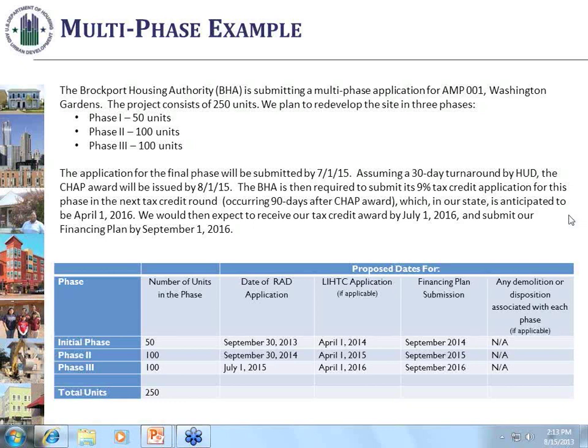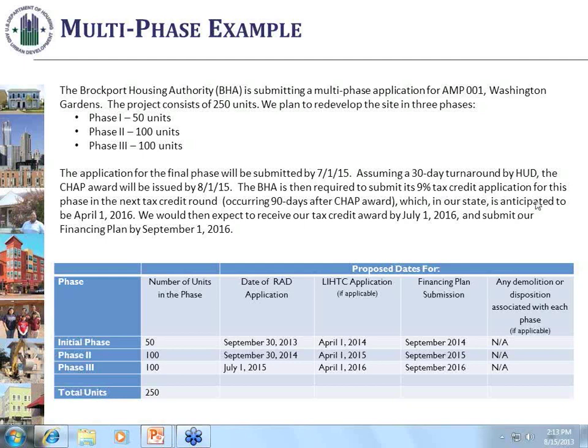Okay. Anybody else have a question right now on multi-phase or portfolio awards? I'm just going to look at the screen one more time. Yep. So Tom Davis. Tom, go ahead.